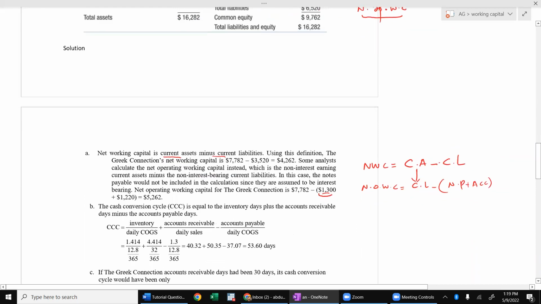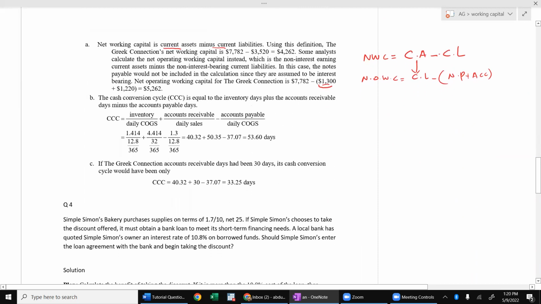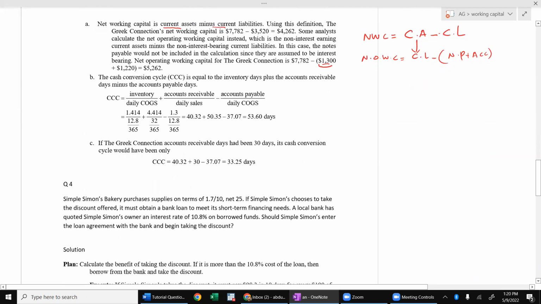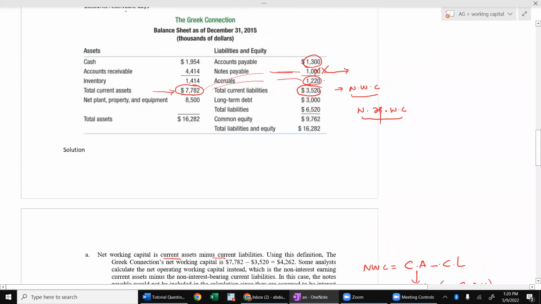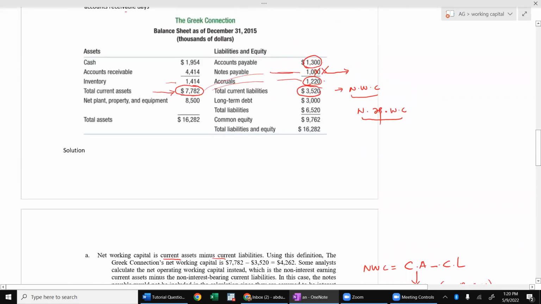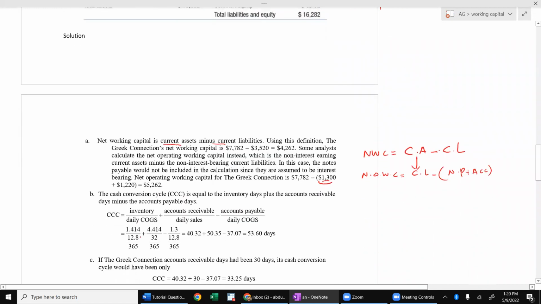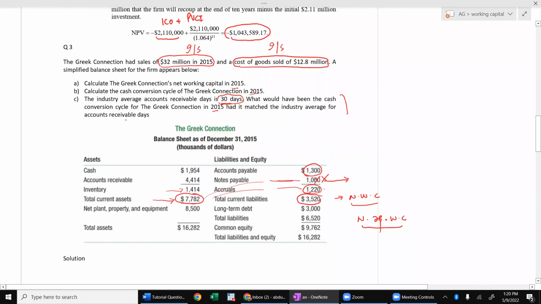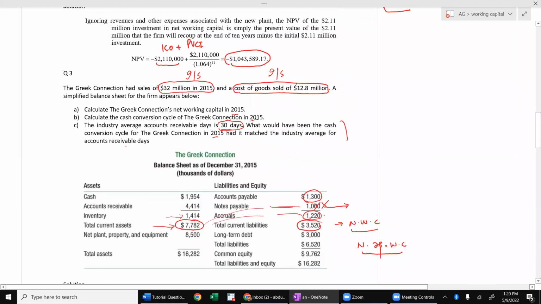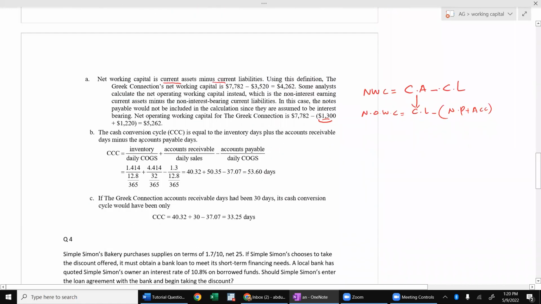Now the cash conversion cycle we need to calculate. Cash conversion cycle is equal to inventory days, plus account receivable days, minus account payable days. Inventory is how much? We simply take inventory, that is 1.414, divided by CGS, which was given, 12.8, divided by 365. That gives us the inventory days.